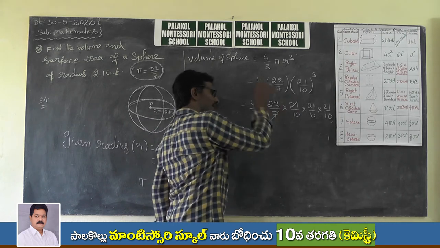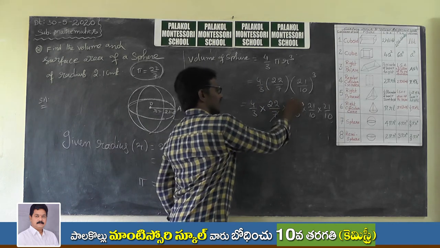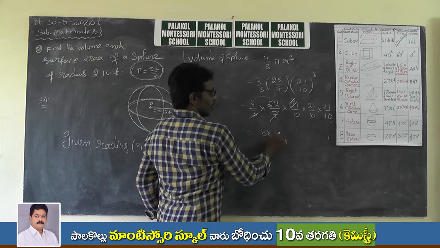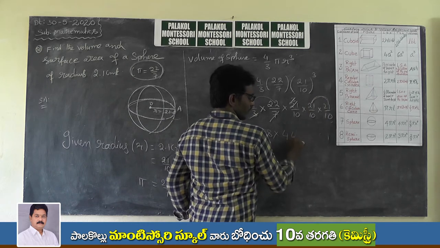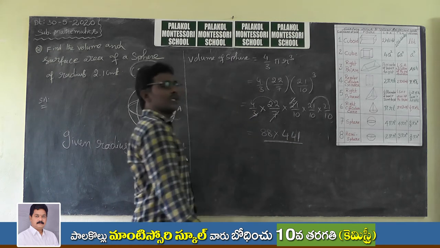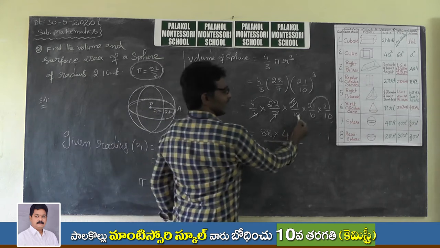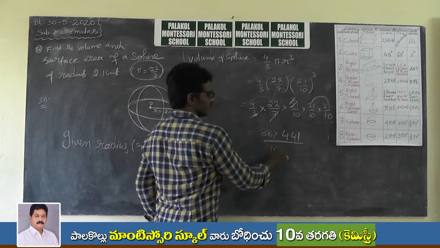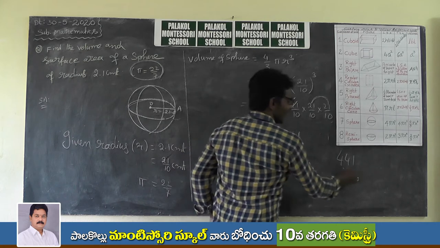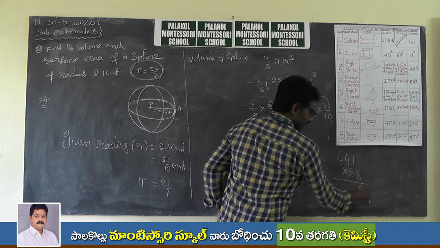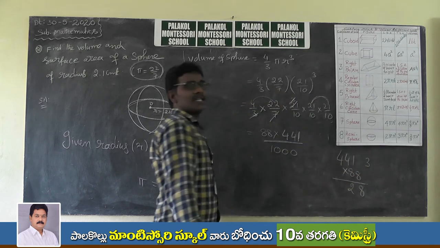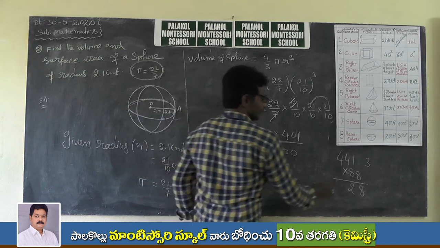So how many times is it cancelled? 3 times. This 3 is cancelled. 4 22s are 88, 21 21s are 441. 10 into 10 into 10 is 1000. So 441 into 88. 8 ones are 8, 8 fours are 32, 2, 3, 8 fours are 32 plus 3 is 35.